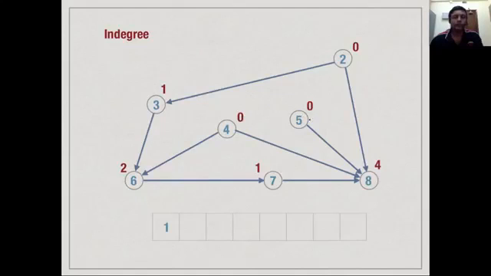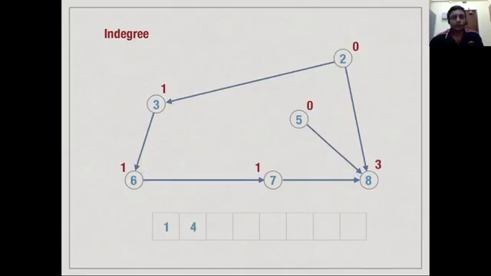So we can choose any of 2, 4 and 5, it doesn't matter. So let's suppose we choose 4, then again these 2 edges will go, so this will reduce to 1 and this will reduce to 3. So we can do that, we eliminate 4 and reduce the in degree of 6 from 2 to 1, the in degree of 8 from 4 to 3.